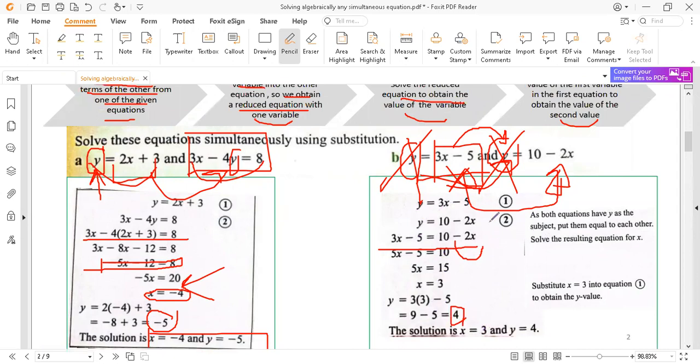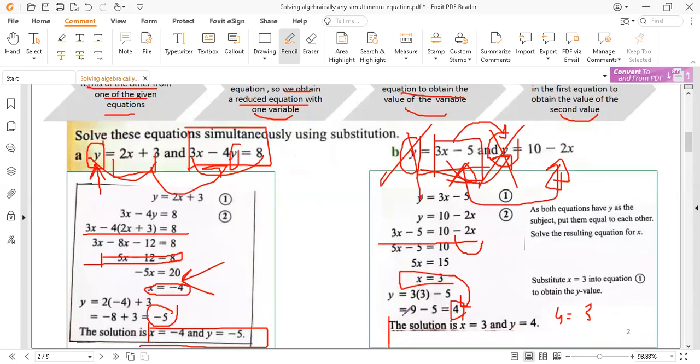When x equals 3, we substitute 3 for x in the first equation to obtain y equal to 4, and we go properly to find the simultaneous solution with the couple 3 and 4.